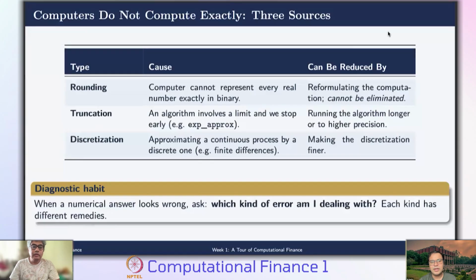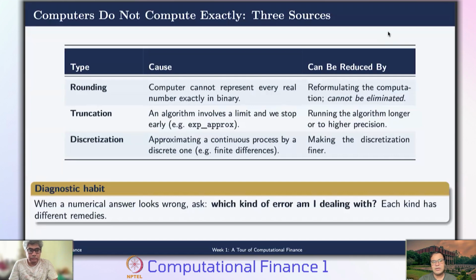One important diagnostic habit worth keeping is that whenever a numerical answer looks wrong, we should not just think, okay, this is what it is. We should go through the idea that something might have gone wrong in terms of what we are dealing with. And usually there are different kinds of things that come up. We'll discuss some of this today, but there will be others that keep coming as the course goes along.